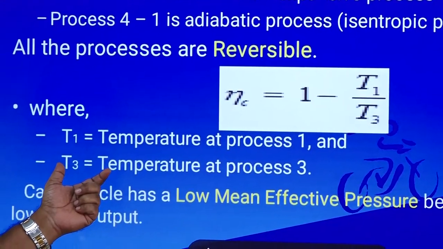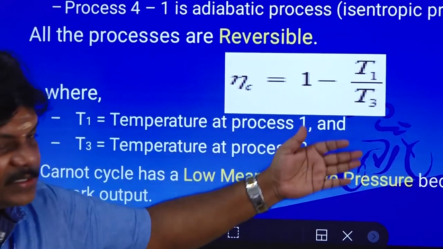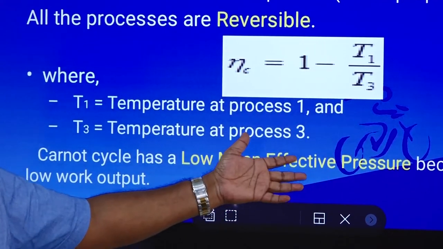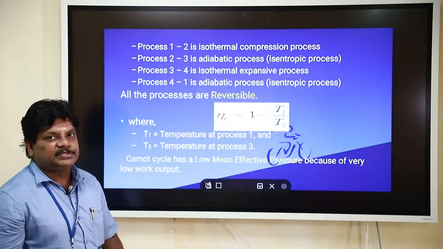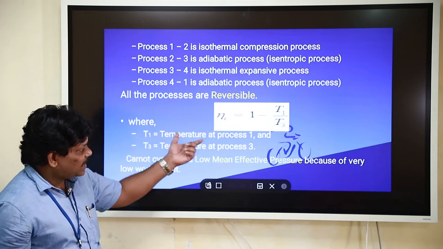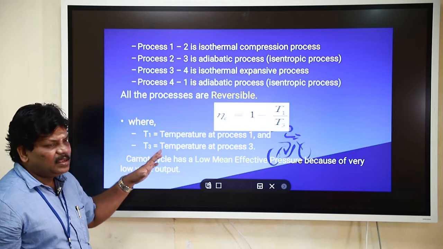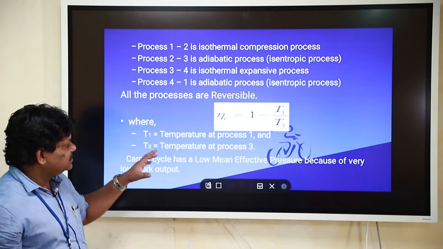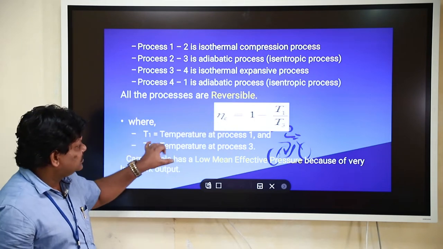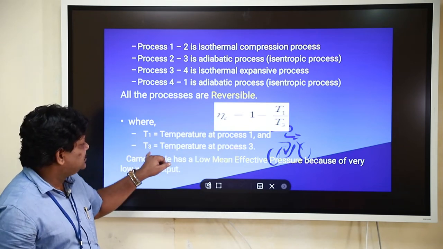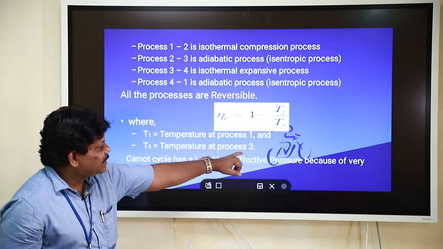These notations are up to the students, they can make their own notations. Someone makes T1 the higher temperature and T2 the lower temperature, and it is up to the students, but you should know the basics. So T1 should be the temperature at process 1. And T3 should be the temperature at process 3.